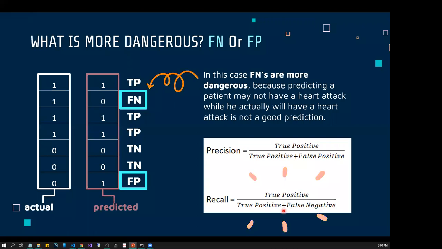Since you have that false negative term in the recall equation, you have to understand that if your false negative rate is high, your recall is going to drop. When you increase the false negative rate, your recall value decreases, right?